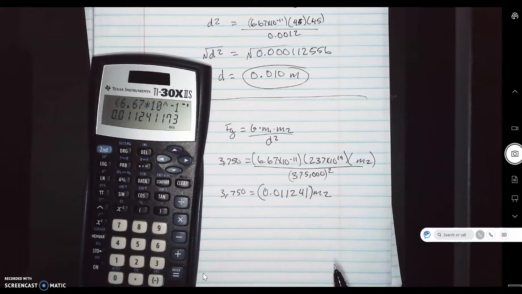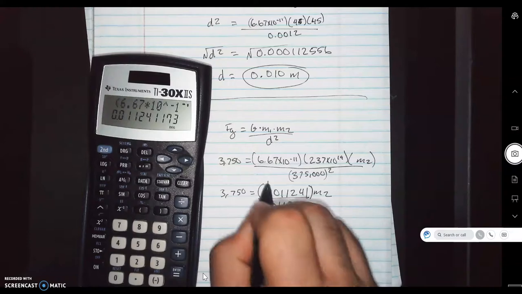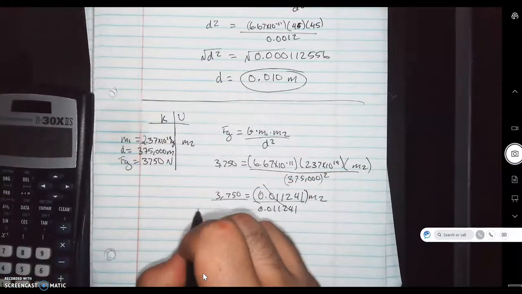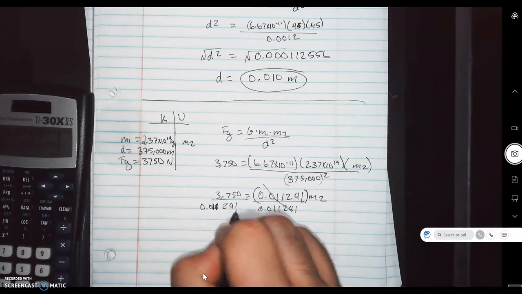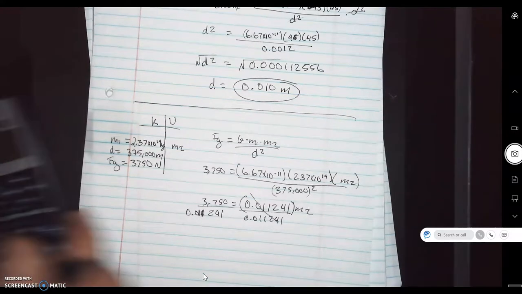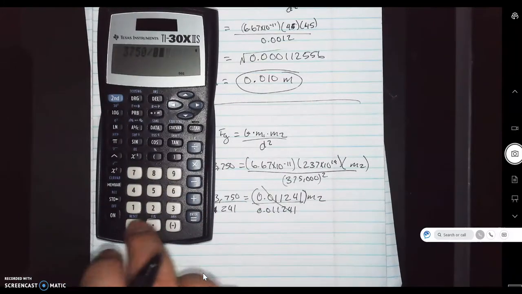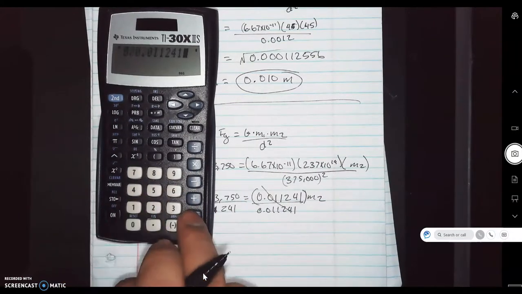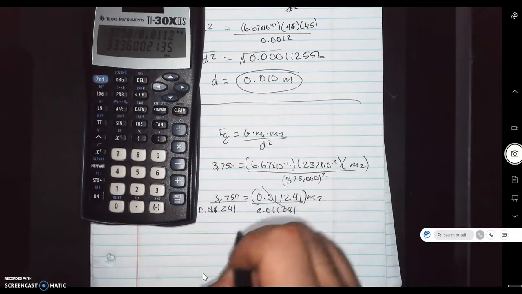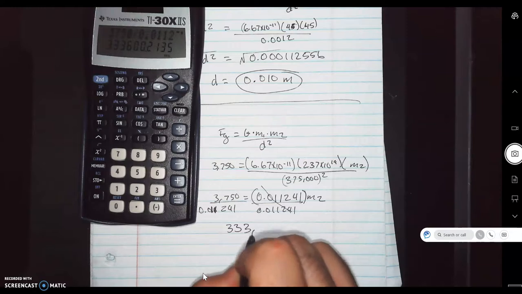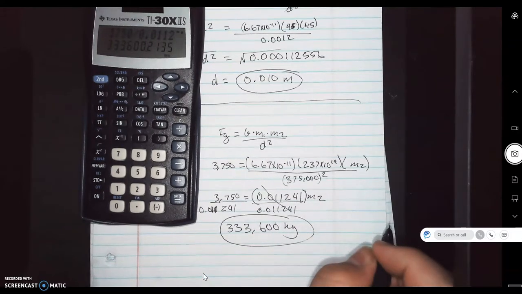So because those two are being multiplied, the next step, right, would be to divide this number to the other side. Divide this number to the other side, so 0.011241. So 3,750 divided by the number that we wrote down, 0.011241. And you're going to get 333,600 kilograms. And that is the mass of the comet.